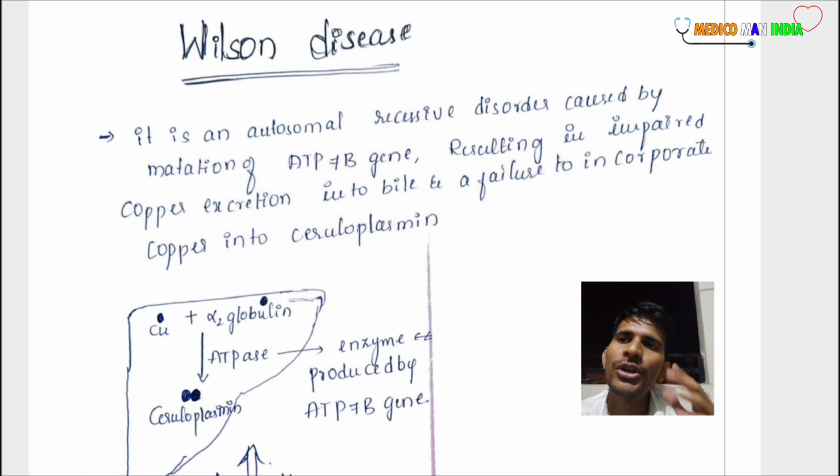So we are going to study Wilson's disease today. Okay, Wilson's disease is read in biochemistry also, and it is also read in liver pathology. Means it is in pathology second year also. So it is a very important topic. Please stay alert.